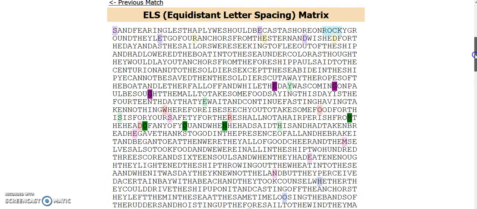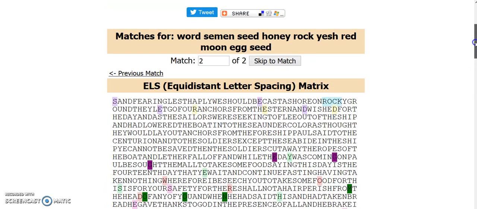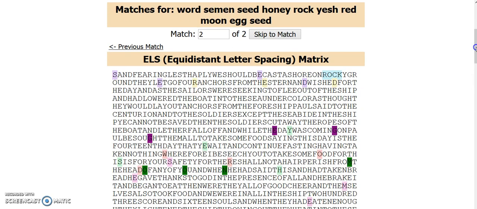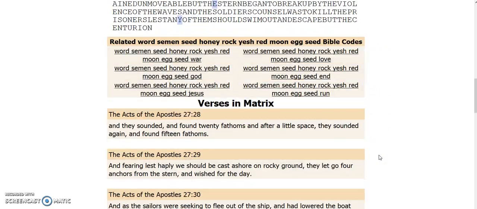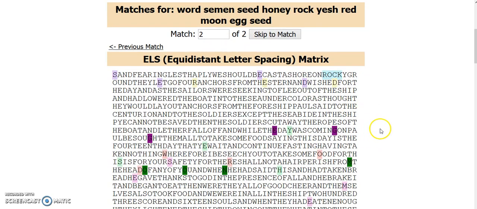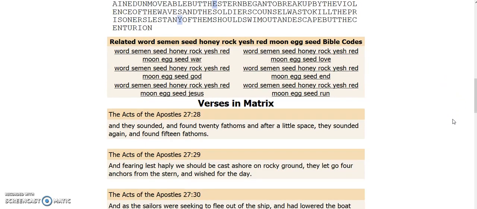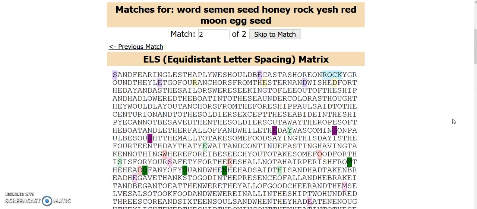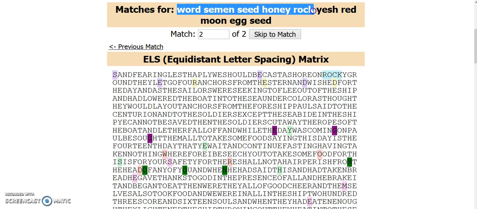I was trying to confirm the imagery that I believe is being represented in the 27th chapter and the 28th chapter of the book of Acts when I put in these terms, and they actually came up in the book of Acts chapter 27. And so I believe that confirms that what I was seeing is correct, that all these things were being represented.